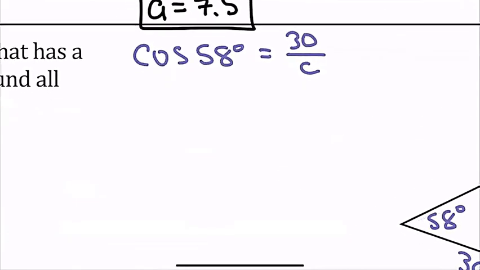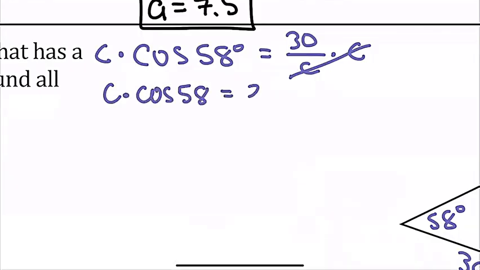So here's my fraction. I'm going to do the same thing I did last time. I'm going to multiply both sides by C because I'm dividing by C. That would cancel it out on this side. That's just to get rid of my fraction because you can't really get rid of it any other easy way. And then now, this unfortunately is not my answer yet. It is an extra step. C is over here. It still has this stuff next to it, but it's being multiplied now. So now I can divide by the cosine of 58.